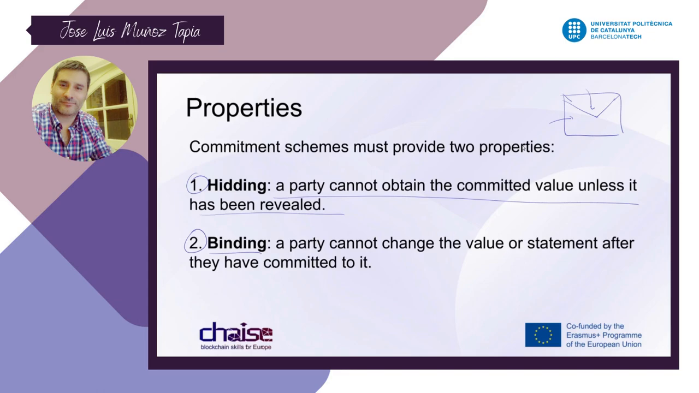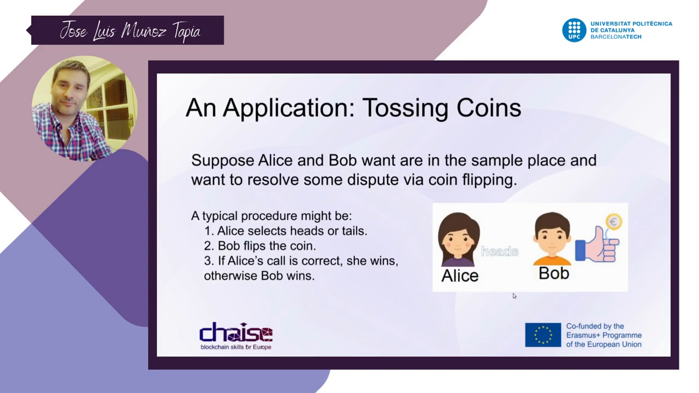Let's see an application of this scheme, to see how it works, and then we will see how to build it with a hash function. An application could be tossing coins, playing the game of tossing coins. Suppose that Alice and Bob are physically in the same place, and they want to toss a coin, and then someone says heads or tails. If they are physically in the same place, the typical way of playing this is really easy.